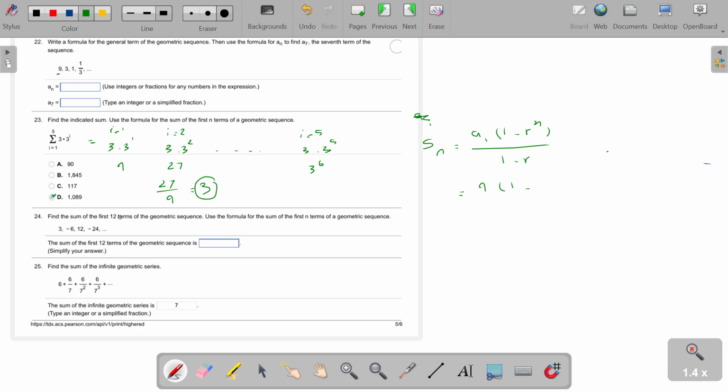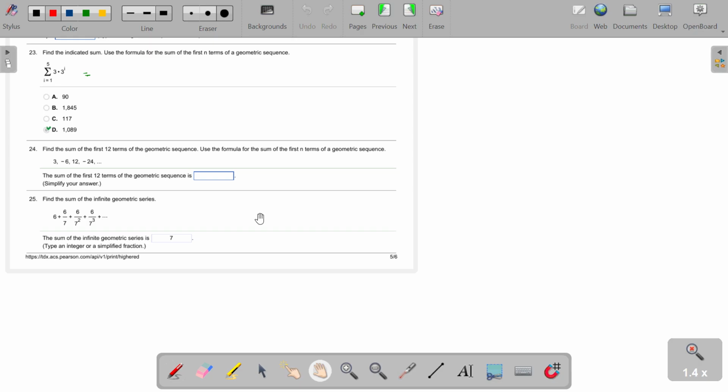So this will be 1 minus 3 to the power of n over 1 minus r. However, I know that I'm trying to find the sum of the terms from 1 to 5. That is 5 terms, so I'm going to write S_5, and here instead of n, I'm going to write 5. If I use my calculator, that will be equal to 1089.